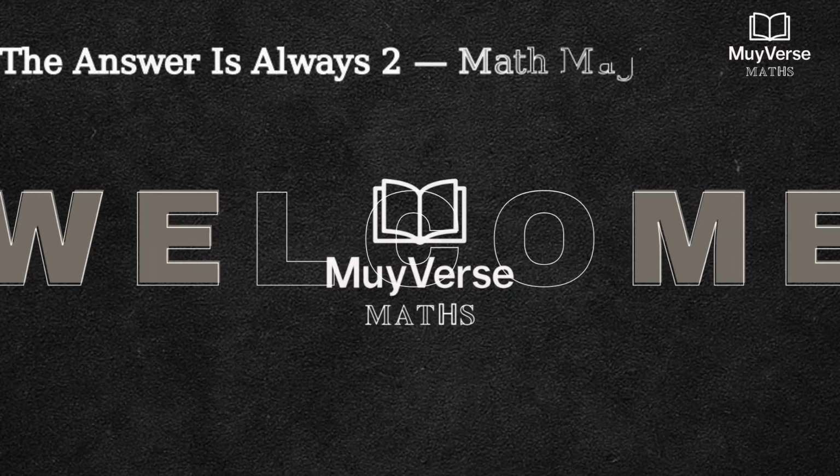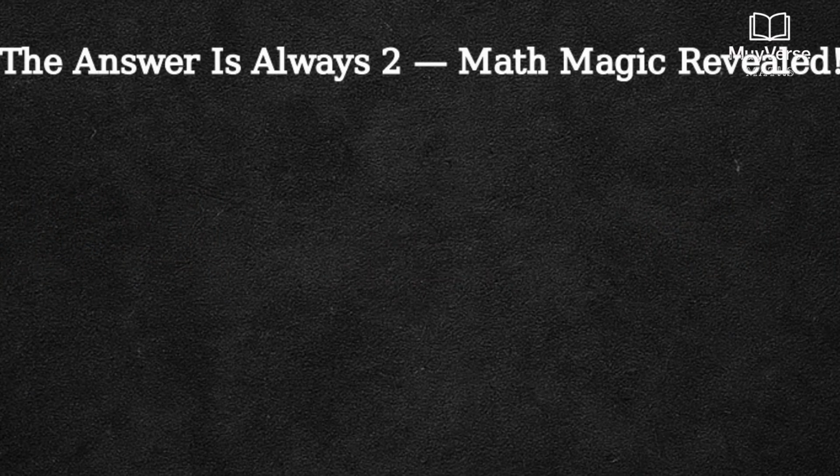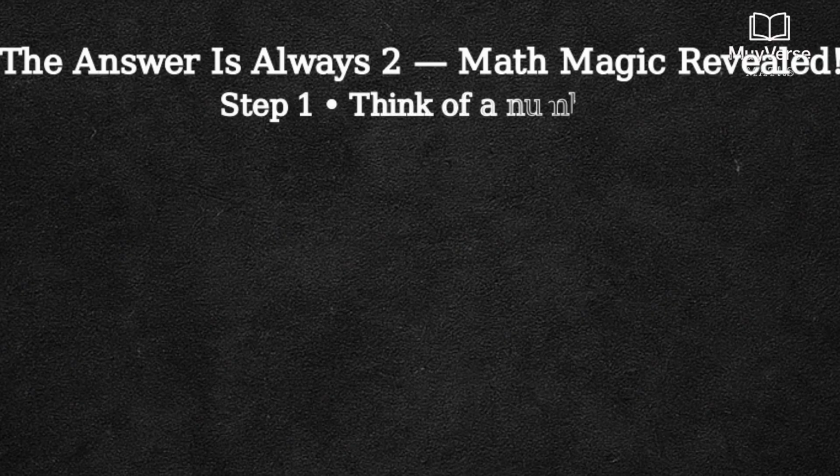Think of a number: math magic. The answer is always 2. I'll guide you step by step, and we will highlight each move so you can see the cancellation happen in real time. Step 1. Think of a number.